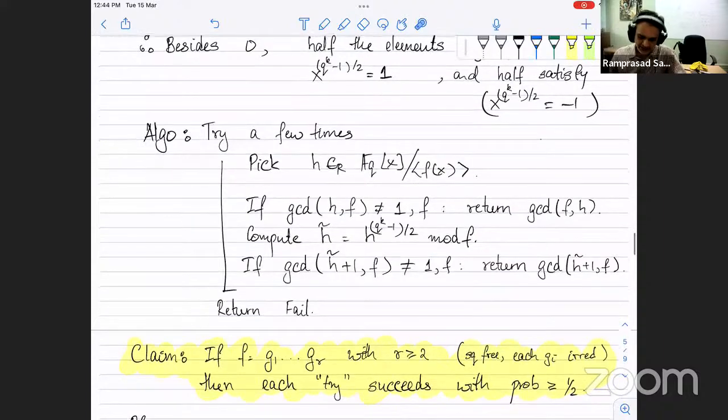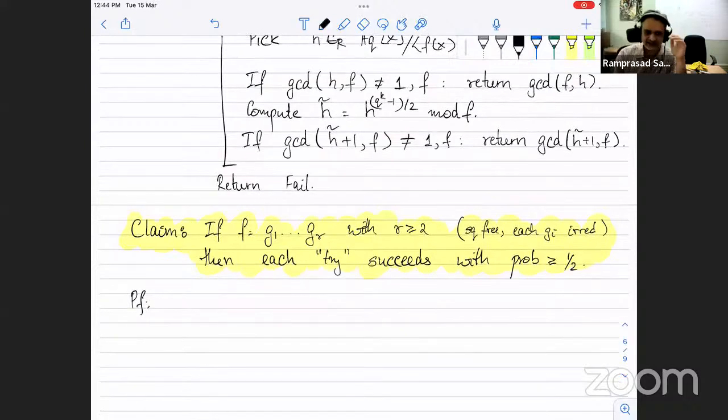The main claim I want to make is that if f is a product of g1 through gr, and r is at least 2, which says you're not in an irreducible setting, so you have at least 2 different factors, and they all have the same degree, they're all irreducible, square free, and so on, then each such try will succeed in giving me a proper factor with probability at least half. If I want my error probability to be like 1 by 2 to the power 1000, I'll replace this few times by 1000, and that will tell me that one of those tries should have succeeded. Once we prove this claim, the algorithm will be done.